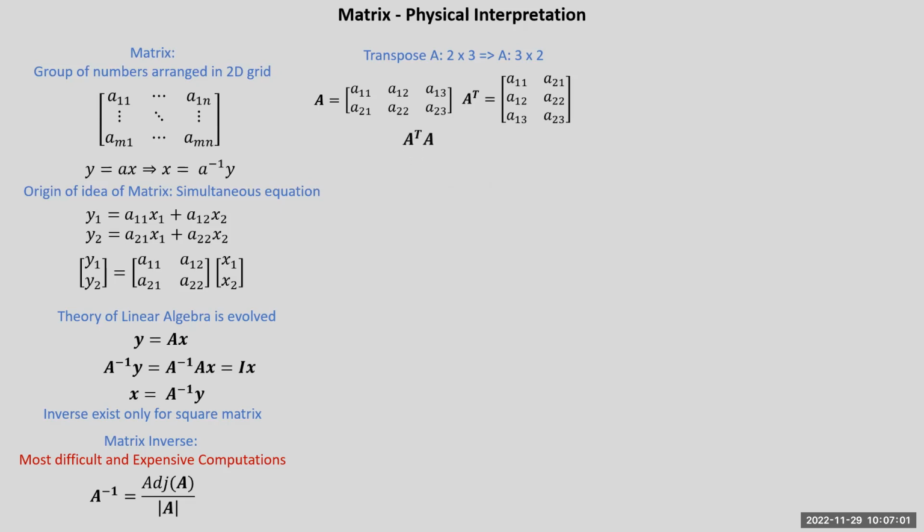Now when you multiply A transpose with A, you'll get a 3 by 3 matrix, and the multiplication rule is the same. Multiply a row of the first matrix with a column of the second matrix. Similarly, when you multiply A with A transpose, you'll get a 2 by 2 matrix. Now here, how can one compute the dimension of the resultant matrix? The dimension of the resultant matrix is the rows of the first matrix by the columns of the second matrix.